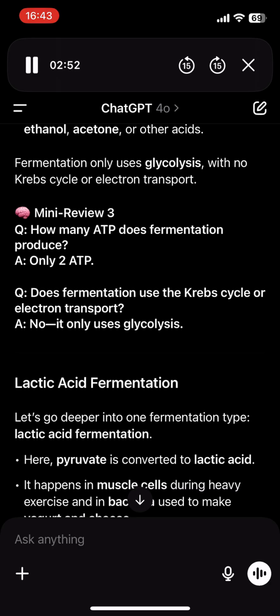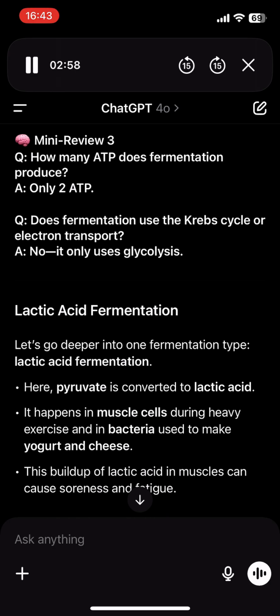Mini review 3. Q. How many ATP does fermentation produce? A. Only 2 ATP. Q. Does fermentation use the Krebs cycle or electron transport? A. No. It only uses glycolysis.